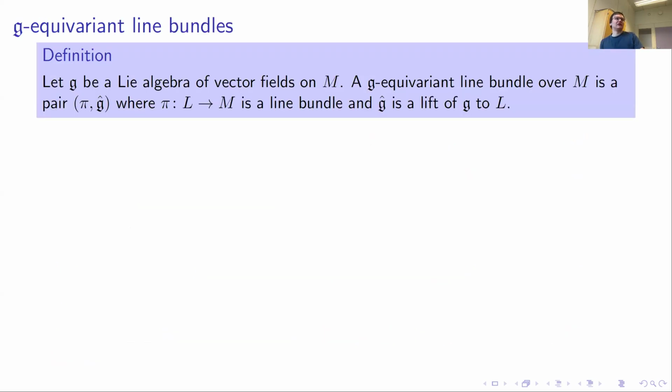Okay, so let us talk about G-equivariant line bundles. In the context of groups, these have received much more attention. There are many papers written about it, but in terms of a Lie algebra, I don't know about any papers devoted specifically to this. And it's actually slightly different.